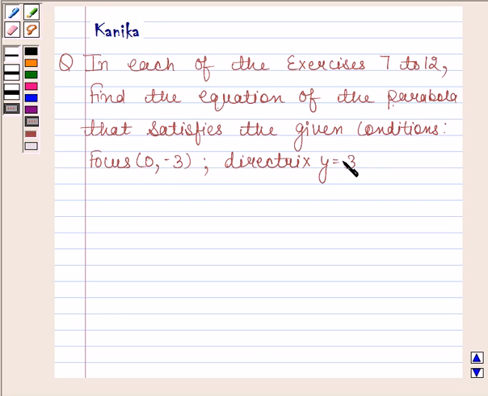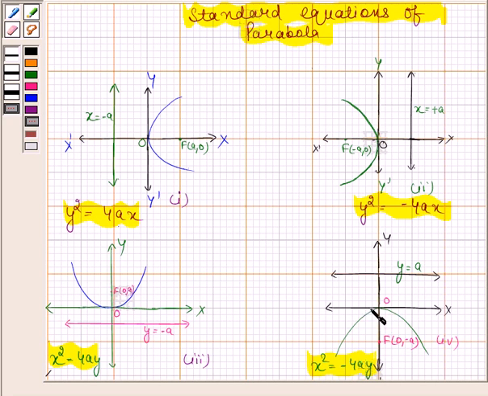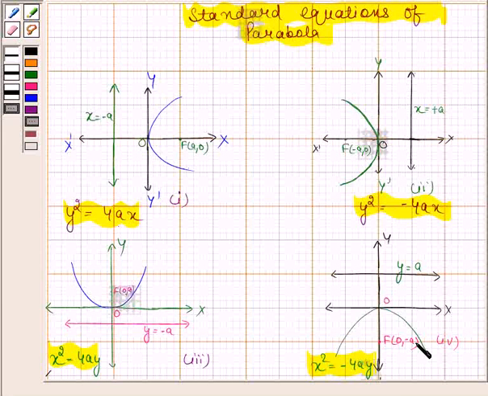Before solving this question, we should know that if the parabola has vertex at the origin, focus at the point (0, -a) and directrix y equals a, then the equation of the parabola is of the form x square equals minus 4ay. This is one of the standard equations of parabola. So keeping this in mind, let's now begin with the solution.